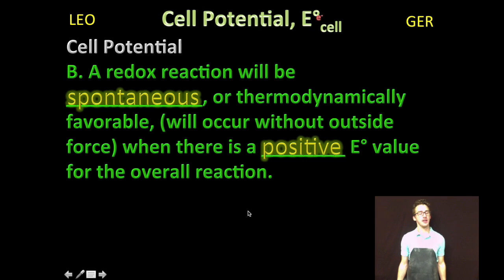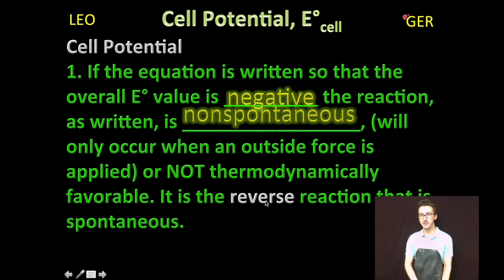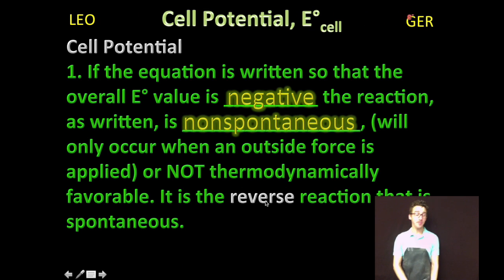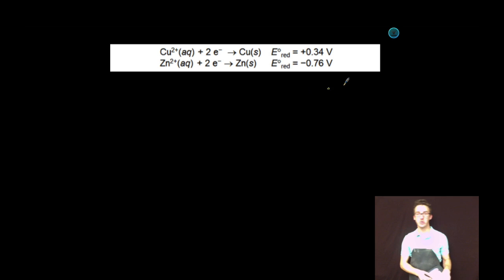So again, important here, a redox reaction will be spontaneous or thermodynamically favorable when there is a positive E cell value for the overall reaction. However, if you have an E cell value that is negative for the reaction, that means that as written, the reaction is non-spontaneous and will only occur when an outside force or source of energy is applied. So let's take a look at these two reduction potentials that were stolen from our larger reduction potential chart.